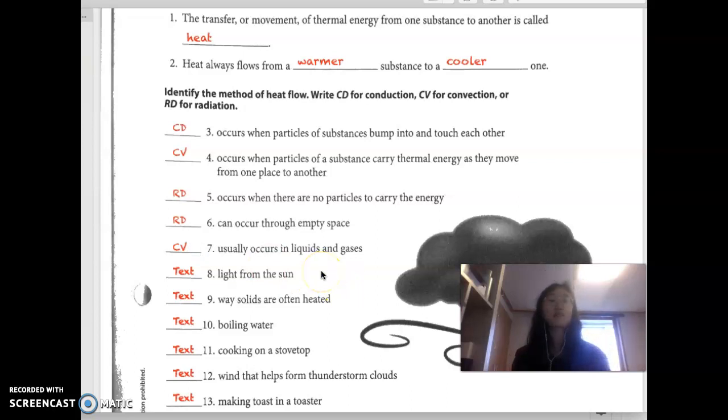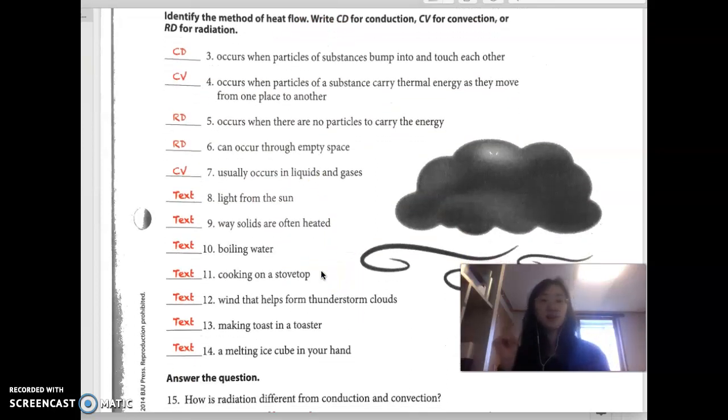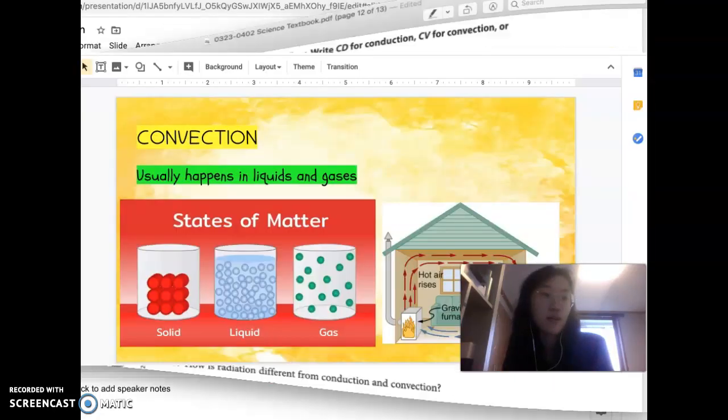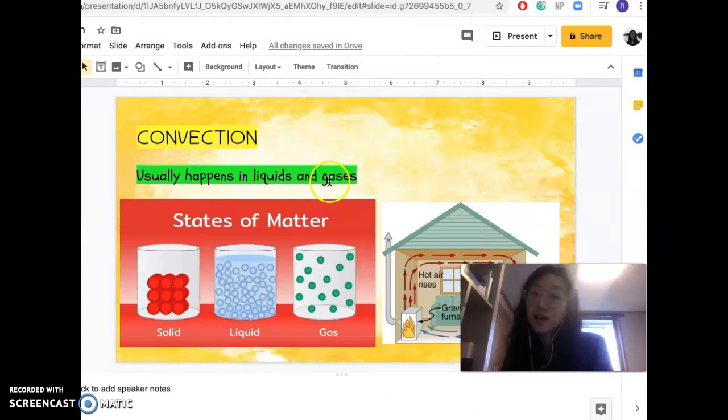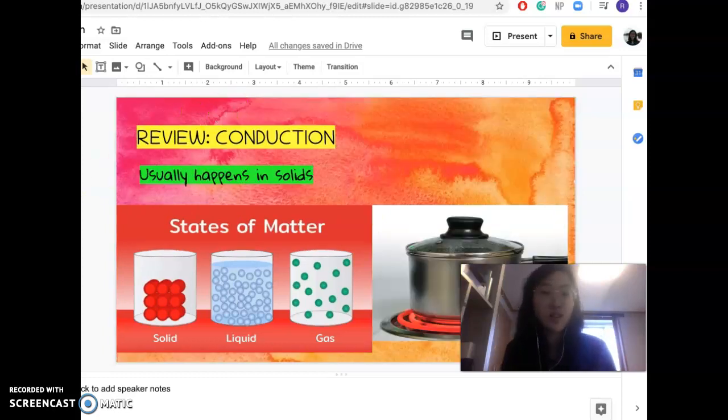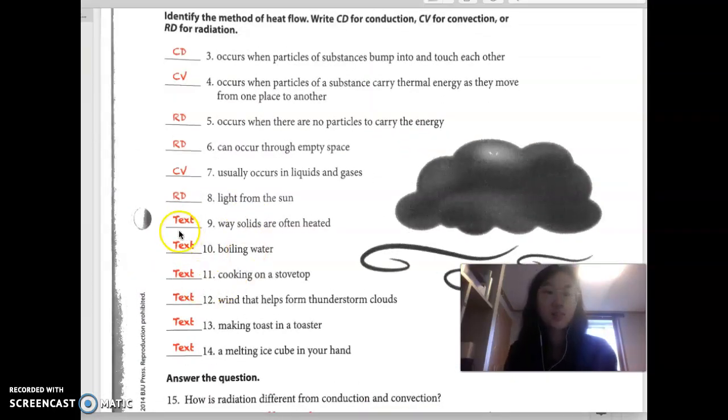Number 8, light from the sun. Light from the sun is an example of radiation. Number 9, it's a way that solids are often heated. So that's kind of a different kind of question. So convection, we know it happens in liquids and gases. What type of heat transfer usually happens with solids, guys? If you said conduction, you are correct.